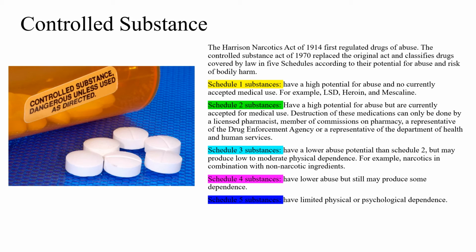Schedule 2 substances have a high potential for abuse but are currently accepted for medical use. Destruction of these medications can only be done by a licensed pharmacist, member of the commission on pharmacy, a representative of the Drug Enforcement Agency, or a representative of the Department of Health and Human Services. Schedule 3 substances have a lower abuse potential than Schedule 2, but many produce low to moderate physical dependence, for example, narcotics in combination with non-narcotic ingredients. Schedule 4 substances have a lower abuse potential but still may produce some dependence. Schedule 5 substances have limited physical or psychological dependence.